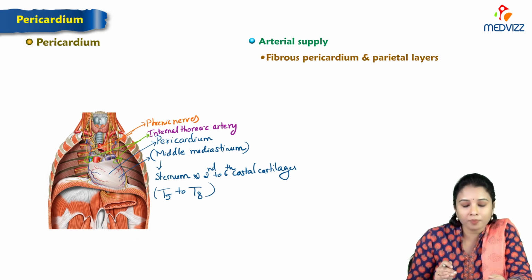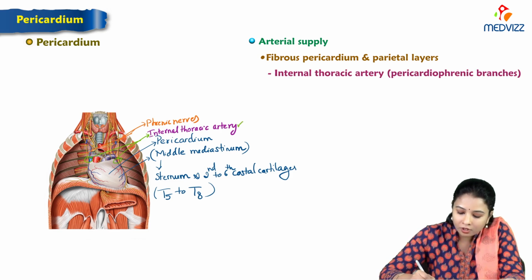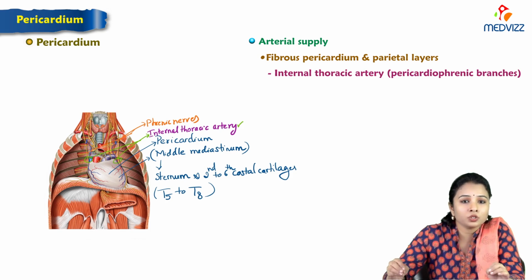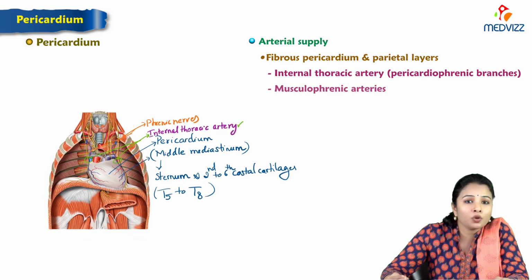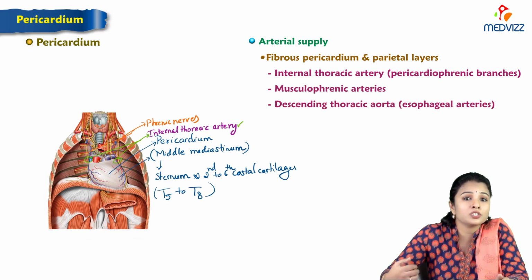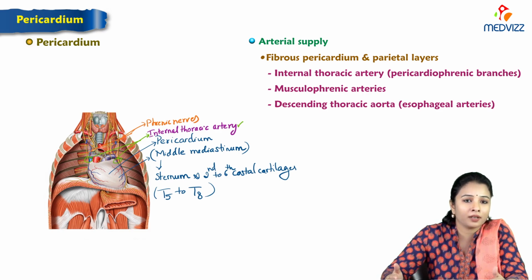So it is mainly supplied by the internal thoracic artery, that is the pericardiophrenic branches of the internal thoracic. Apart from the internal thoracic, the musculophrenic arteries and the descending thoracic aorta, that is esophageal branches from the descending thoracic aorta, supply the parietal layer of the serous pericardium and the fibrous pericardium.